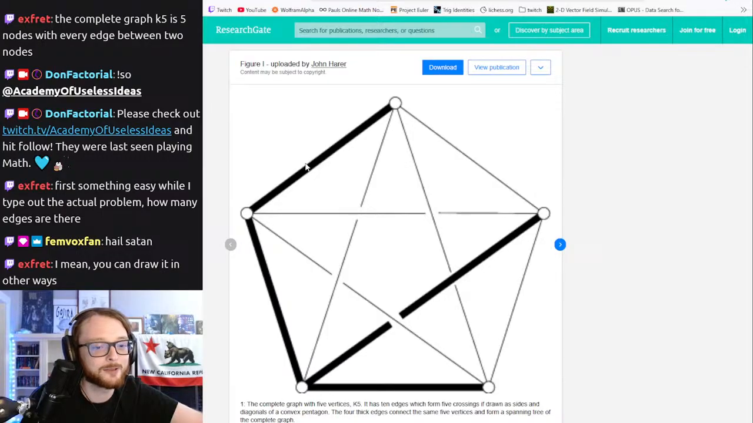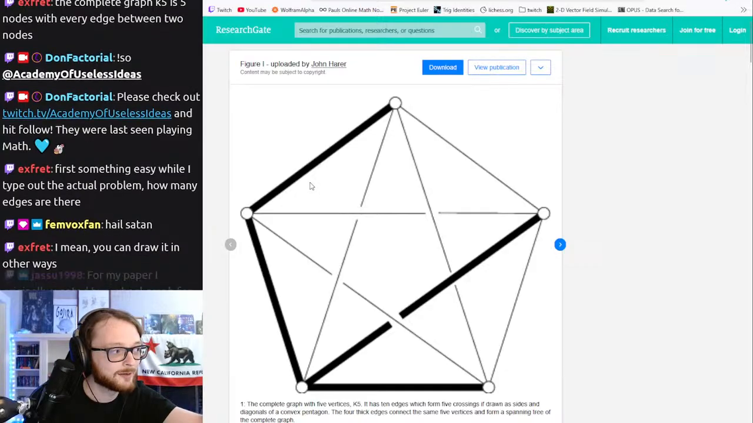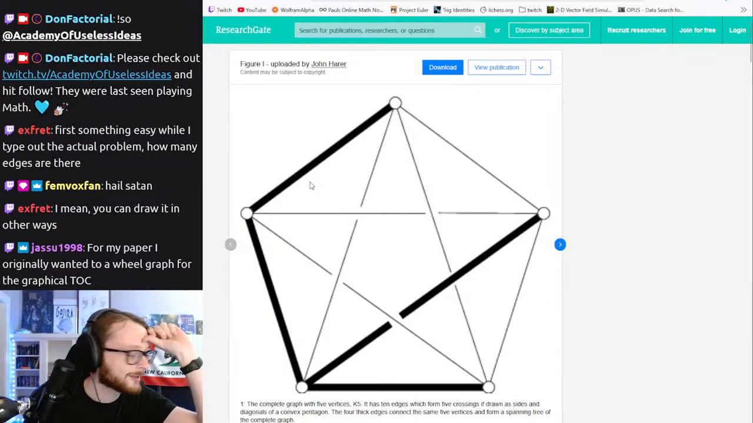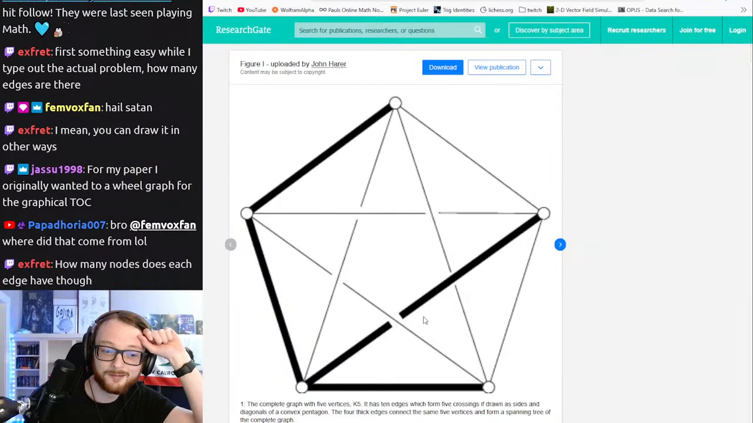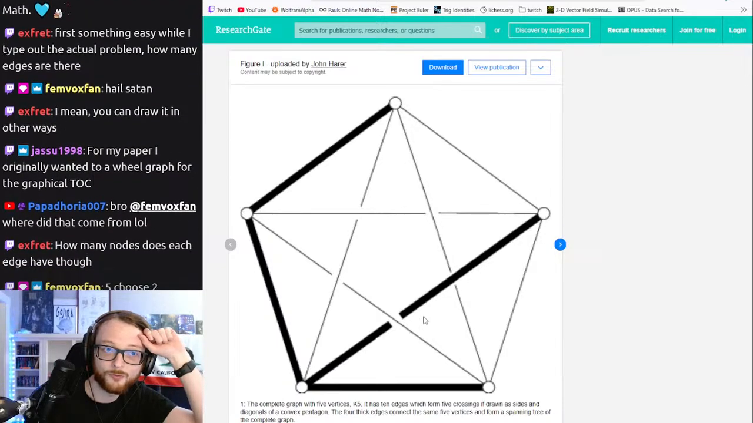Let's try and do this the good way, not just counting by hand. Each node has 4 edges, right? So presumably we have 20 edges. Am I overcounting? I'm double counting. It's probably the first one has 4, the next one has 3 unique, then 2 unique. So it's probably 4 factorial. So 4 times 3 times 2, 24.